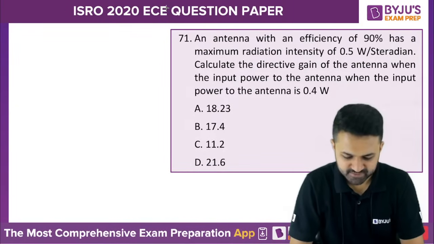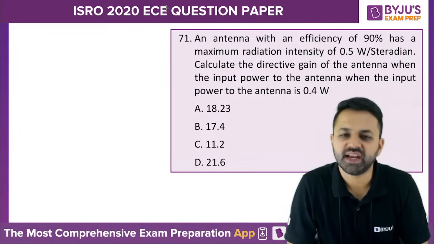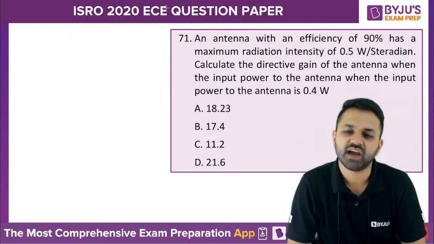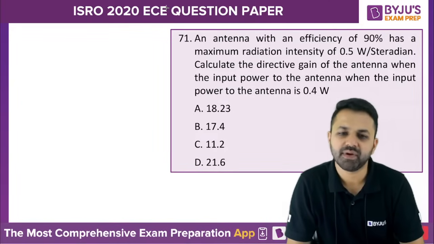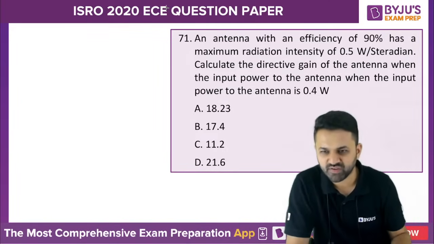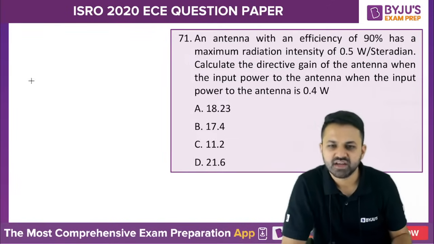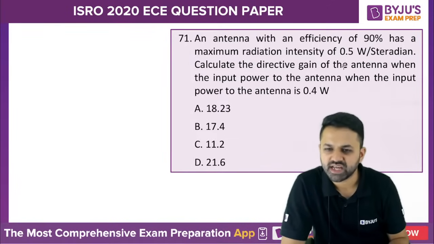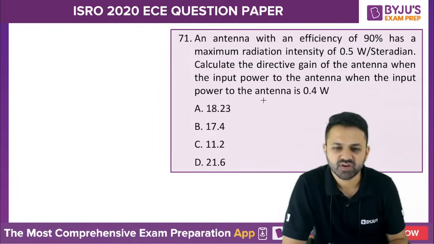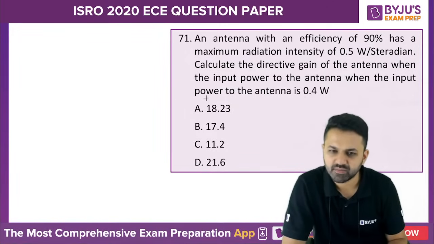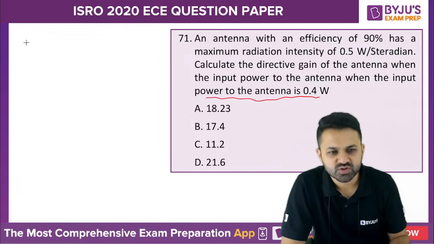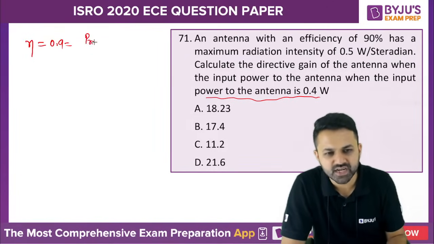Now what is this question? An antenna with an efficiency of 90% has a maximum radiation intensity of 0.5 watt per steradian, and we have to calculate the directive gain when the input power to the antenna is 0.4 W. So the efficiency is given as 90%, and that means the radiated power divided by input power.